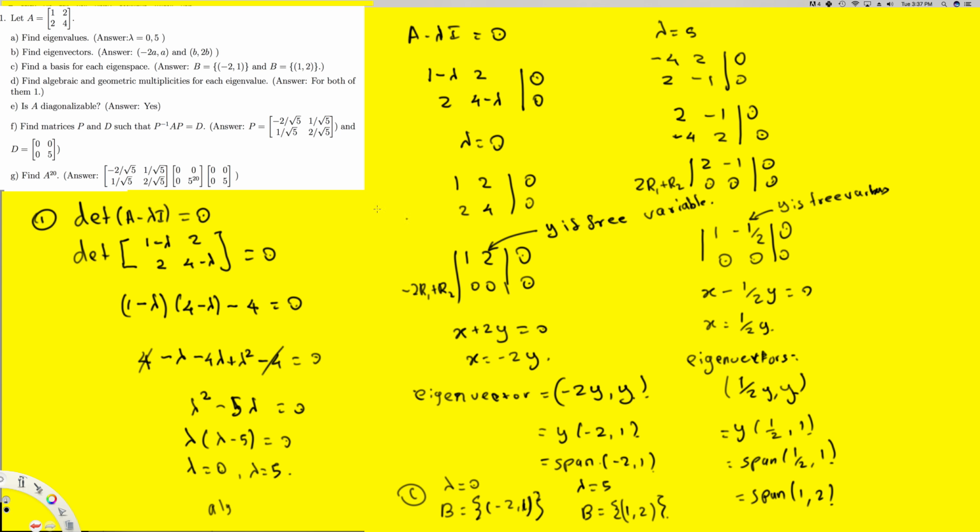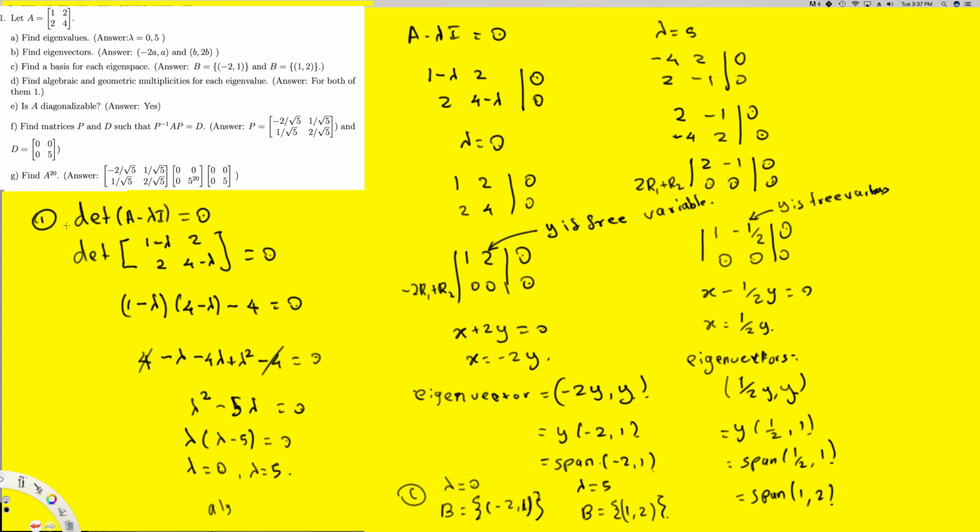The next question is asking, is A a diagonalizable matrix? The answer is yes, because if we have equal algebraic multiplicity and geometric multiplicity for each eigenvalue, that means it's diagonalizable. So the answer is yes. The next question is asking to find matrices P and D such that P inverse AP is equal to D.